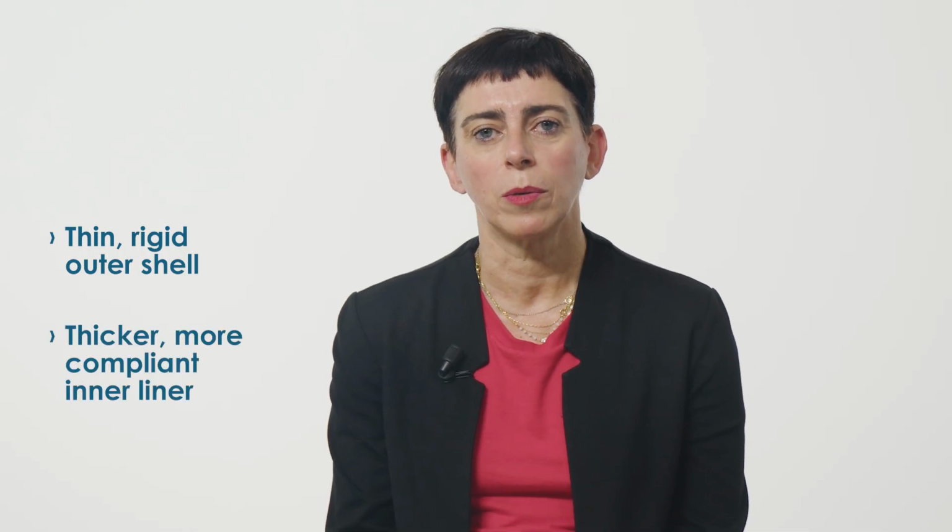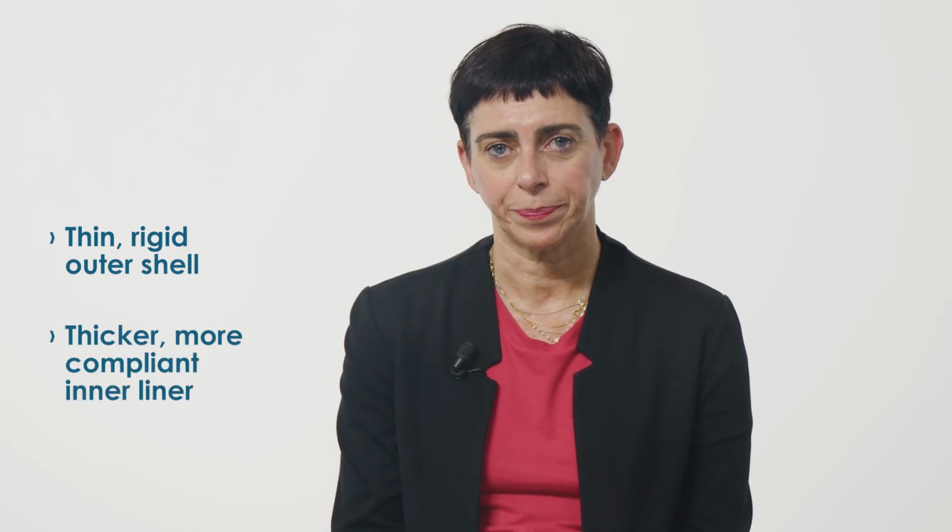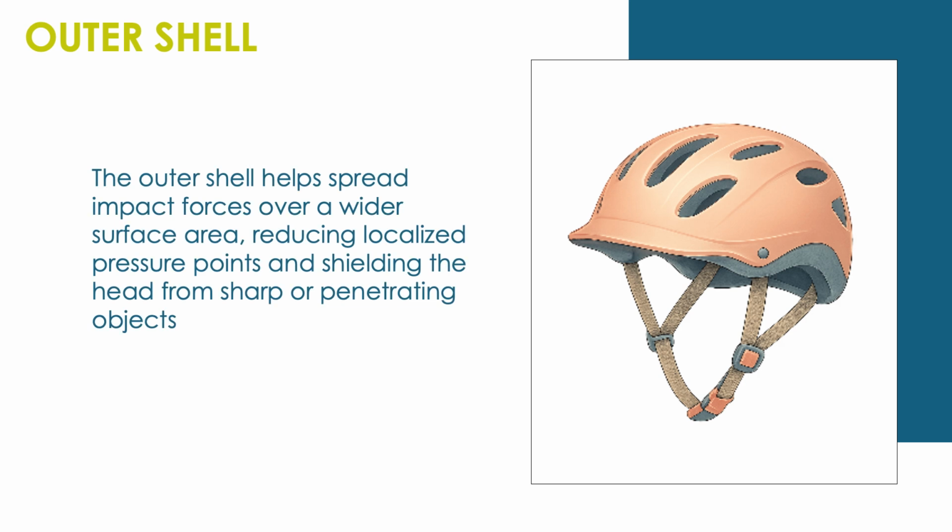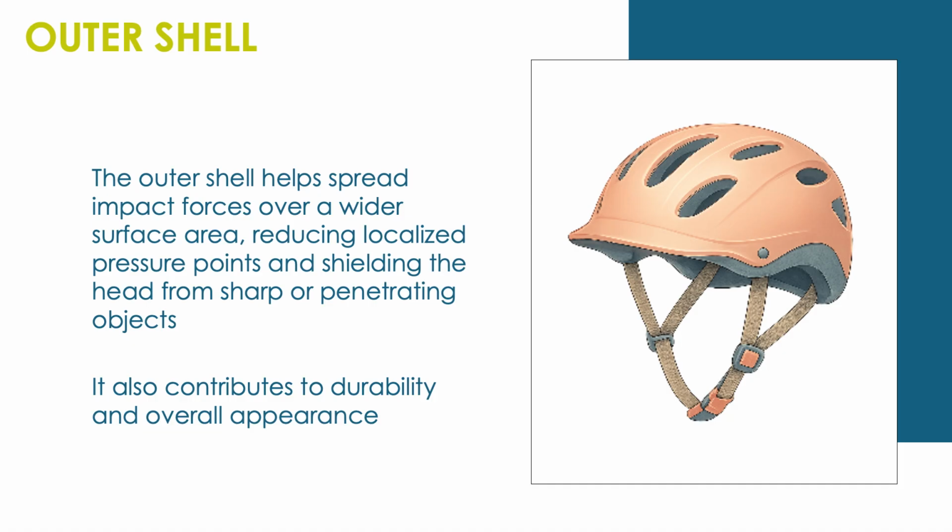Despite variations across different sports, most helmets share a common structural design consisting of a thin, rigid outer shell and a thicker, more compliant inner liner. The outer shell helps spread impact forces over a wider surface area, reducing localized pressure points and shielding the head from sharp or penetrating objects. It also contributes to durability and overall appearance.